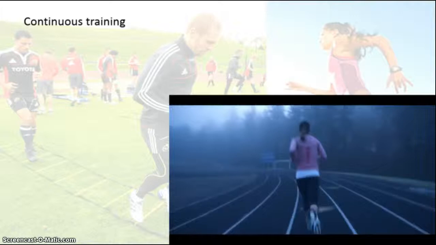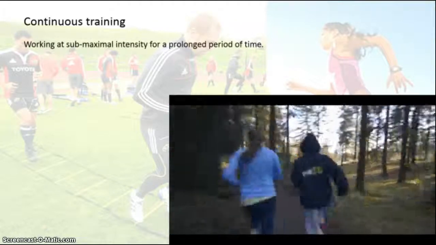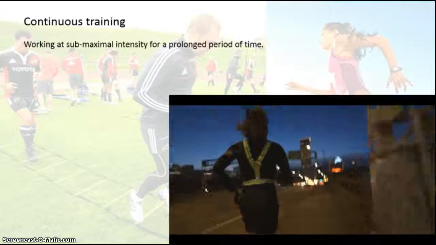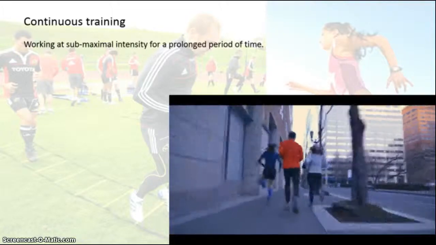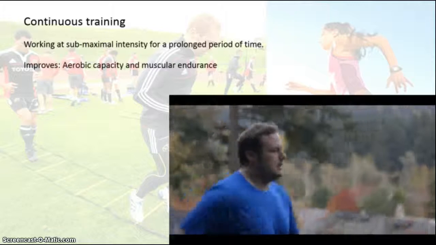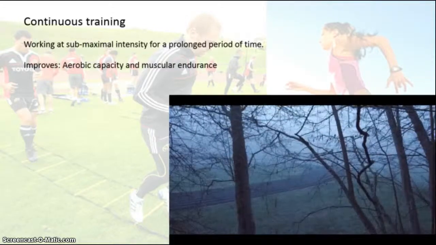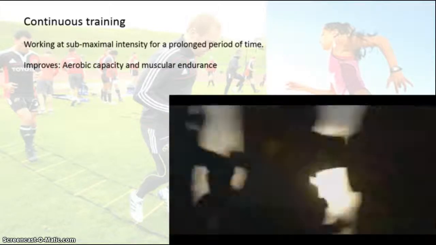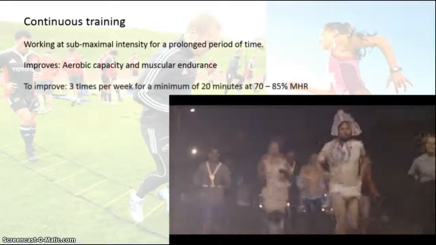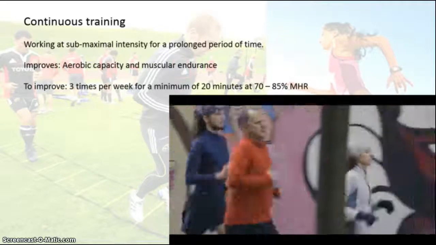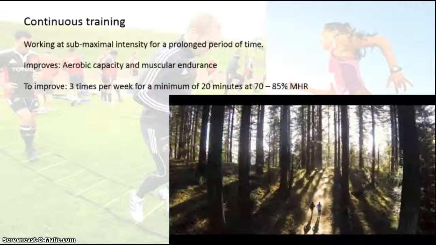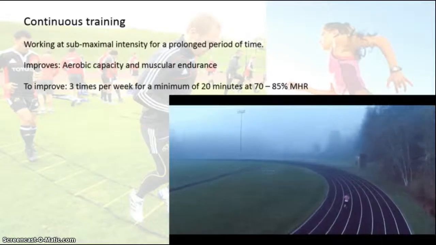Continuous training involves working at submaximal intensity for a prolonged period of time. Continuous training helps to develop the aerobic capacity and the muscular endurance. To develop the aerobic capacity, the athlete has to train a minimum of 3 times per week, and there is no maximum. The minimum length of time for an effective continuous training session is 20 minutes.